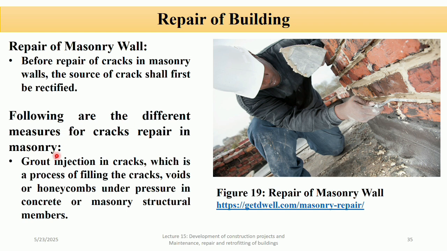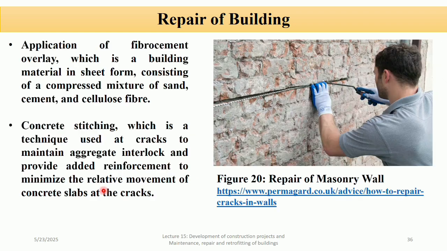So it is used to fill internal cracks and gaps and rebond separate parts of the wall and restore structural integrity. So the second one is application of fibro cement overlay. It is a sheet of material made of compressed sand, cement, and cellulose fiber applied as a protective layer on the surface of masonry wall.